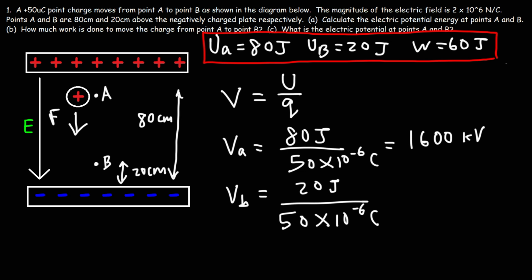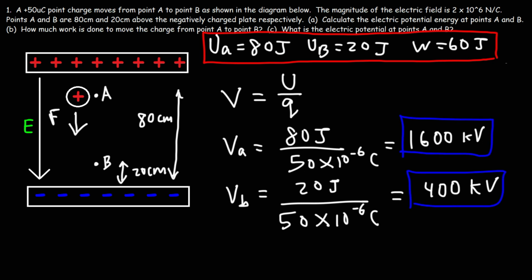So that's 400,000 volts, which is 400 kilovolts. So that's how we can calculate the electric potential at each of these points if we know the charge and the electric potential energy. Now we can also confirm this answer.